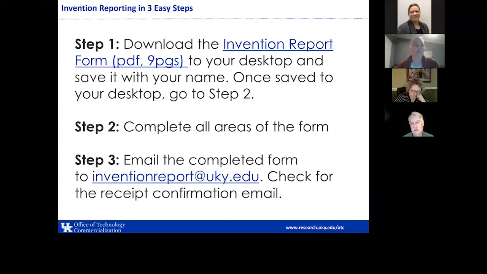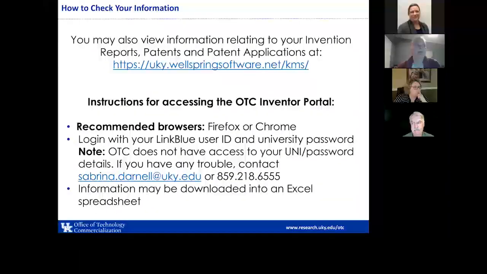Just so you know, you can also see your invention activity reports, and the patents and patent applications that have been completed for each invention that you have filed. This is based on linked Blue IDs, and you're the only one who will be able to see the information with your name on it. All you have to do is go to this website, click into Wellspring, and log in using your linked Blue ID. Put your linked Blue ID and password in, and it should bring up details of the activity of your inventions. A lot of people don't know this is available.